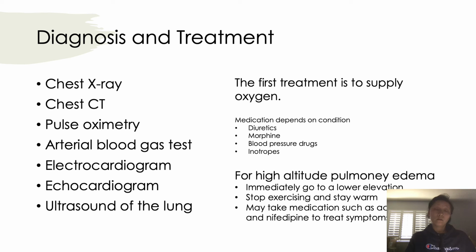Diagnosis is usually required. It is recommended to seek medical care right away because this can be very life-threatening. Tests include chest X-ray, chest CT, pulse oximetry, arterial blood gas test, EKG, ECG, and ultrasound of the lung. First treatment: a lot of people need oxygen, like with an oxygen mask. And there are medications depending on the condition of the person. With high altitude pulmonary edema, go back to a lower elevation, rest, don't move a lot, and take medication if you need to relieve the symptoms.